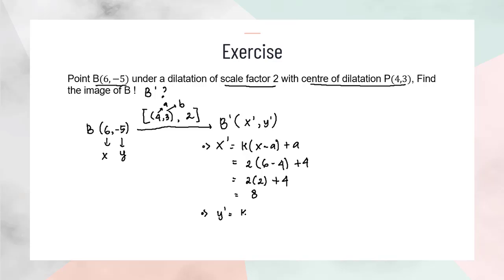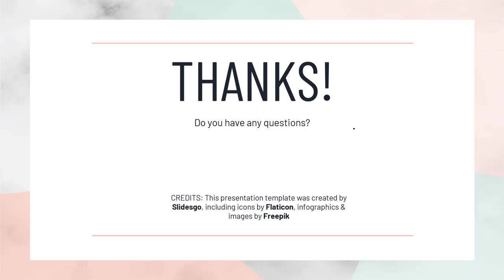So y accent is equal to k times (y minus b) plus b. We can do the substitution using the formula. It's equal to 2 times (minus 5 minus 3) plus 3, which is 2 times minus 8 plus 3. So it's equal to minus 13. So the coordinates of B accent will be (8, minus 13). It's easy. You can try it at home.